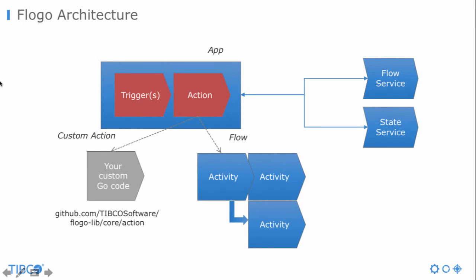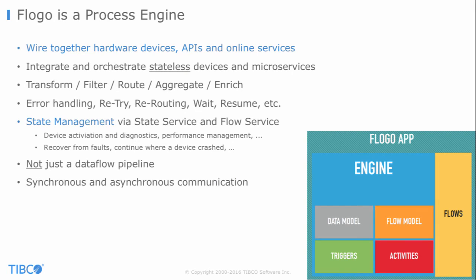This is a high-level overview of the architecture, and just to highlight one more time, Flogo is a process engine. That's very important to understand. So that means that it's used to wire together hardware devices, APIs, and online services, and it's used to integrate and orchestrate different devices and microservices, to leverage enterprise integration patterns like transformation, filter, routing, and so on, and also do things like error handling, retrying, rerouting, waiting, resuming. And these are the kinds of things which a process engine does.